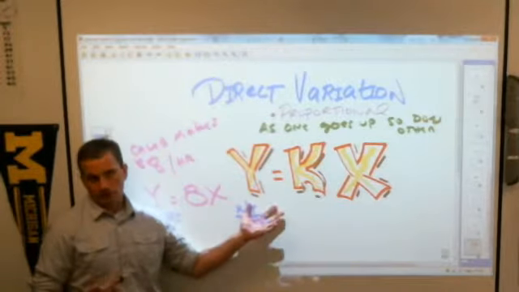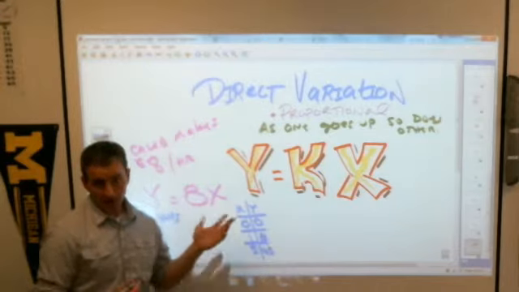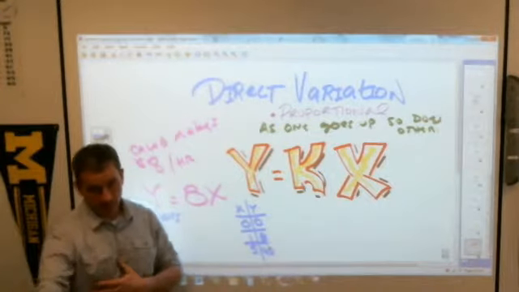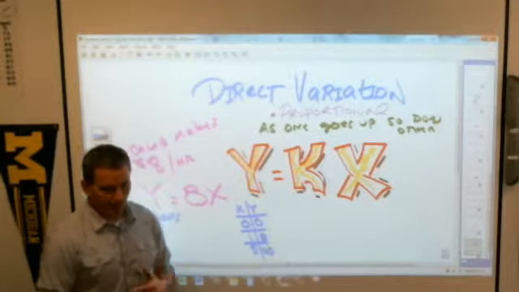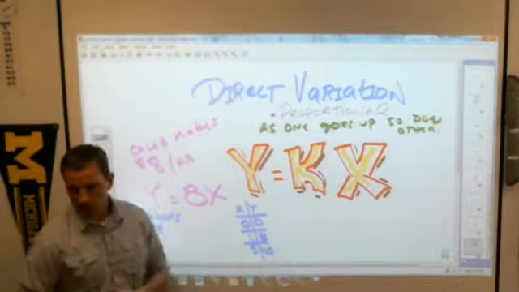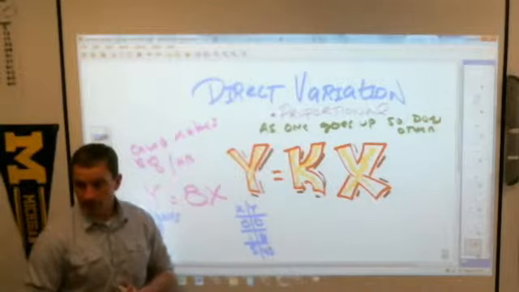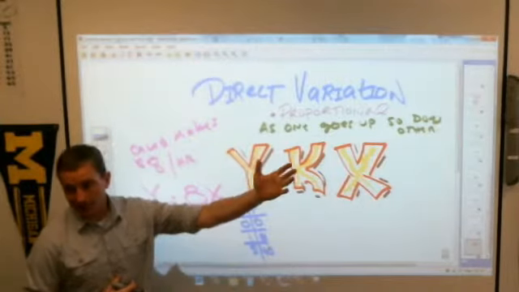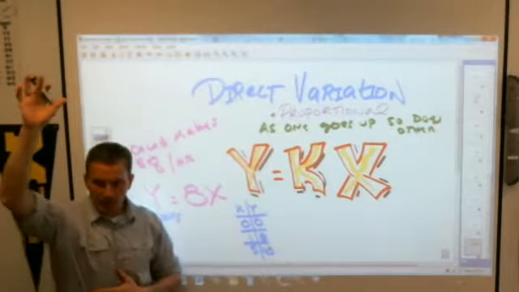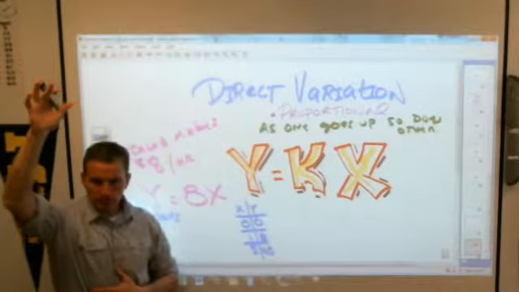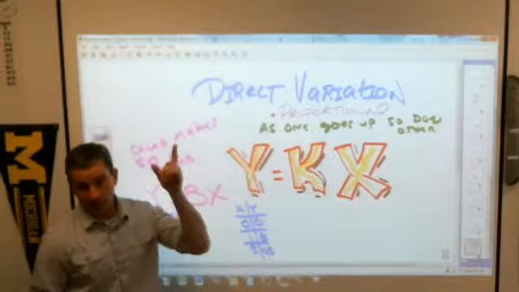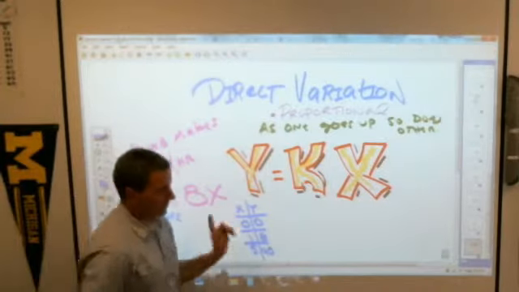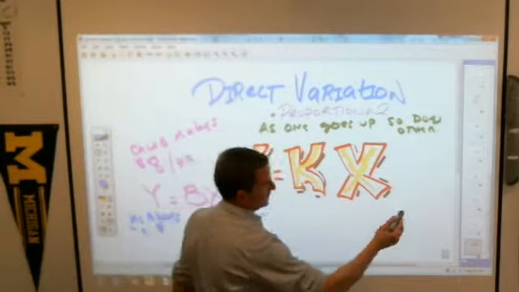Now, there are things where that's not always the case, where the more you do, the other thing goes down. For example, if I'm driving from here to Morris, which is about 20 miles away, and I'm talking about the time it takes me to get there, as my speed goes up, the time it takes me to get there goes down. That's not direct variation because as one goes up, the other one goes down. But this, ladies and gentlemen, is direct variation.